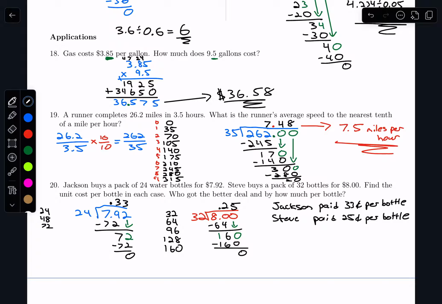So Steve got the better deal, but the way we find out by how much better is we do 33 minus 25 to find the difference, which is 8. So we can say then that Steve saved 8 cents per bottle over Jackson. So Jackson didn't necessarily get a bad deal, but Steve got a better deal by 8 cents per bottle. All right, I know that was the longest one we've had so far. Hopefully you were able to stay with me through the whole thing.